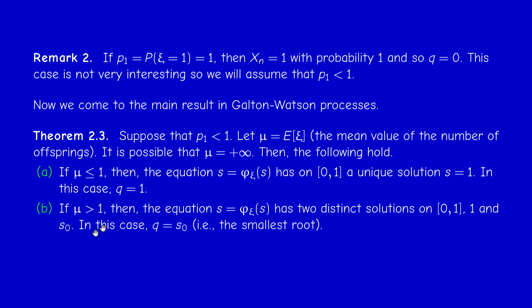Okay, so if the mean value of reproduction is bigger than 1, then the equation we want to solve has two distinct solutions on [0,1], because we are seeking a probability solution, so we must work on [0,1]. So we have two solutions. One is always a solution, namely 1, and another is strictly less than 1. In this case, Q is necessarily the smallest root of the equation.